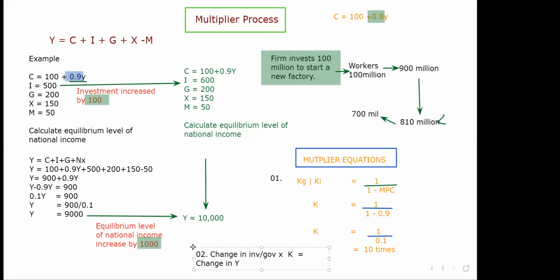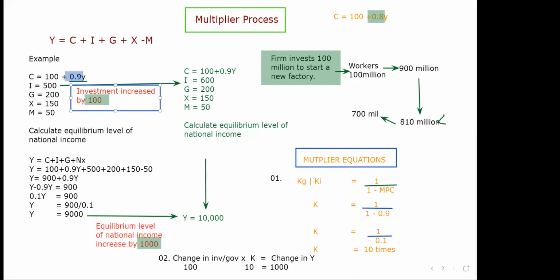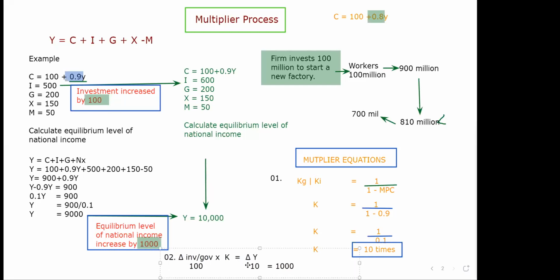I'll show you using this. So how much was our change in investment? Change in investment was 100. Investment went from 500 to 600. Our multiplier is 10 times. So that means our national income, or y, increased by how much? See, that's proved. Our investment increased by 100, multiplier is 10, our national income increased by 1000. So that's equation number 2. Okay, someone type it or copy and paste it. Instead of change, I'll put the delta sign. Okay. Fine. Questions there?